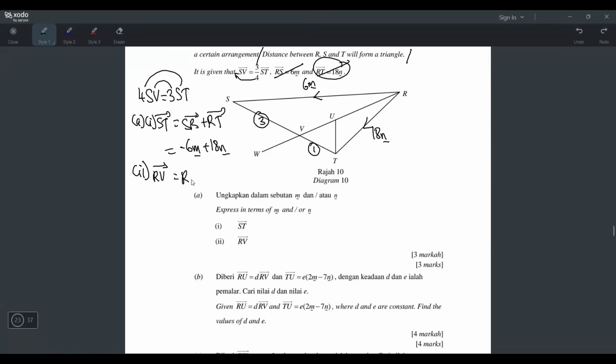Okay, you will get the same answer. So just choose either one lah. Okay, I will do RS plus SV lah. So what is vector RS? 6m. So masuk saja. And then what is vector SV? Oh, I don't have it. But it's okay because I have the ratio.